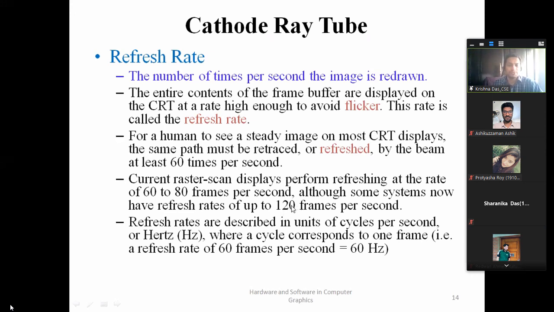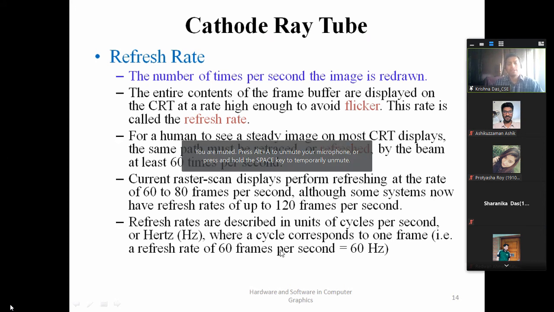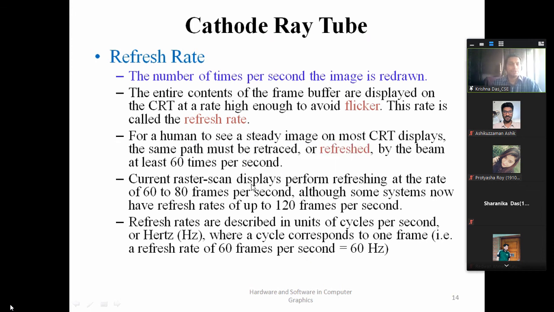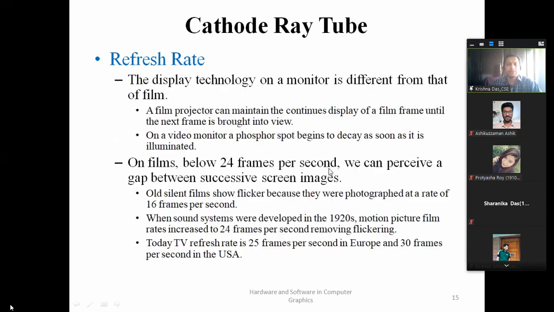So a very busy activity goes on. That is described in units of cycles per second, which is defined with hertz as the unit. Cycles per second means how many times in 1 second. So 60 hertz means 60 frames per second it can do. The refresh rate is a common term you can find with any device, and it can vary from device to device.